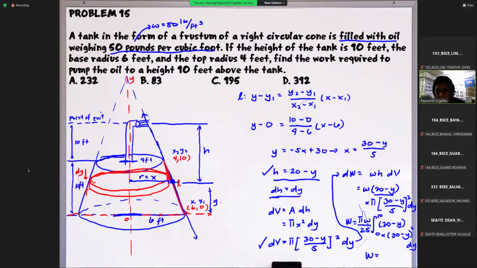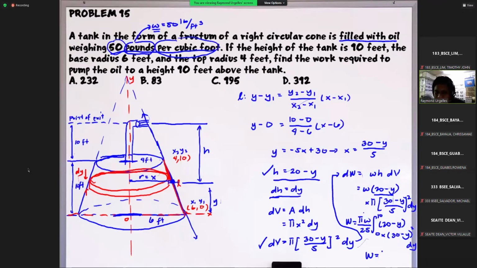Let me substitute yung omega. Yung omega natin is the specific weight, which is defined as the weight over the volume. Kaya dito makikita natin yung pounds per cubic foot, that's weight over the volume. Kaya alam natin itong given na 50 dito is omega. Basta pounds per cubic foot or Newton per cubic meter, basta weight over volume yung unit niya. That's omega, that's specific weight.